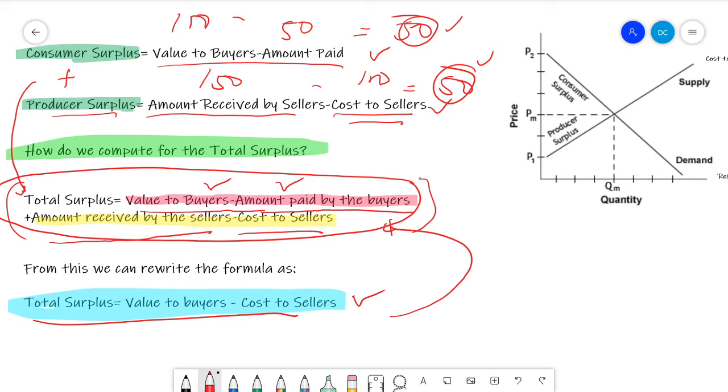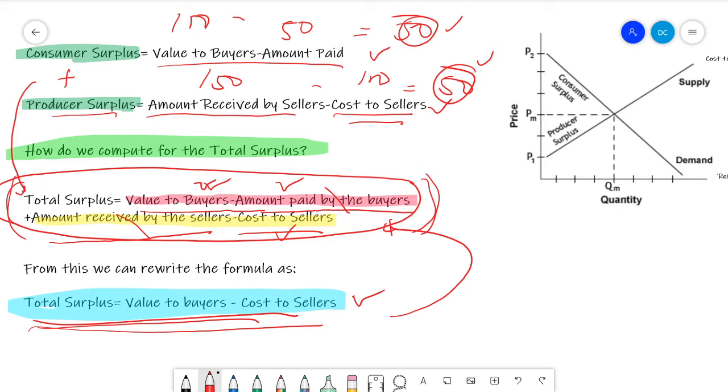Now, from this formula, economists derived an easier formula. We can rewrite the formula as this one. Where is the amount received? It disappears, it cancels out. What remains is just the value to buyers and the cost to the seller. That is why the formula for the total surplus is the value to buyers minus the cost to the seller.